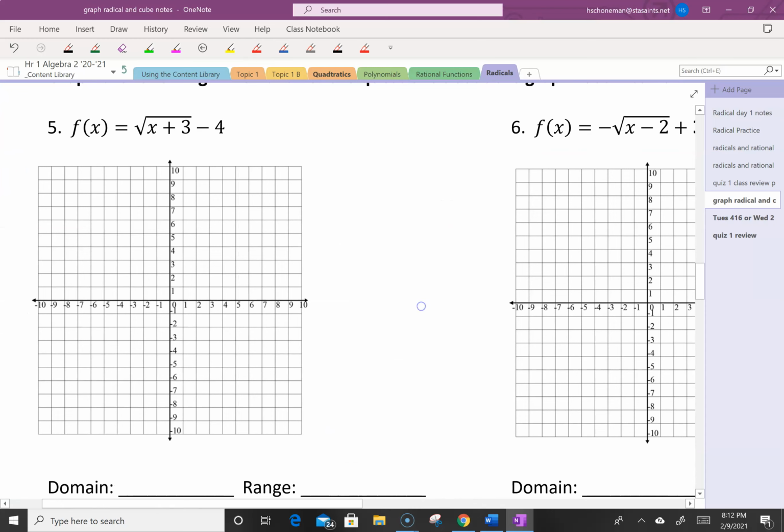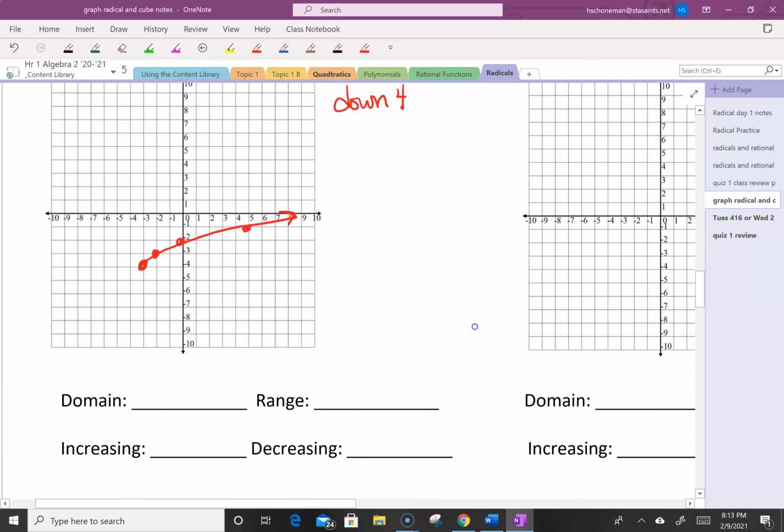All right, let's take a look at number 5. So the positive 3 in the radical tells me that I'm going to go left 3. The negative 4 says that I'm going to go down 4. So my starting point is left 3 and down 4, and now I'm going to use the pattern for a radical. The pattern for a radical says starting at my starting point, I'm going to go over 1 and up 1, over 4 and up 2, and over 9 and up 3, and there is my graph.